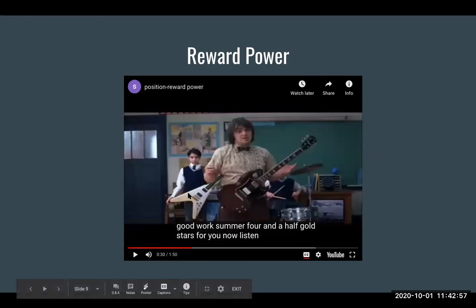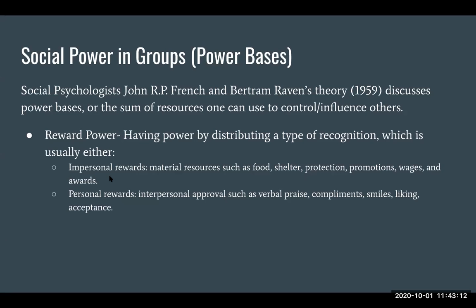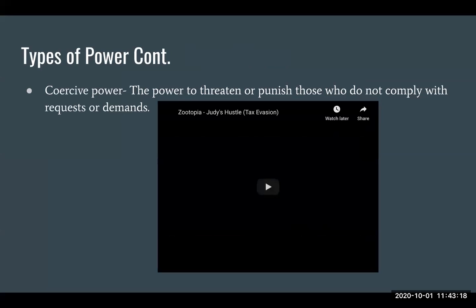Now listen. Here from this example, the teacher played by Jack Black sees some potential defiance from his precocious student. In order to squash that, he gives out reward power, which in this case is the personal reward, verbal praise: 5 gold stars to you, Summer, and so on and so forth.